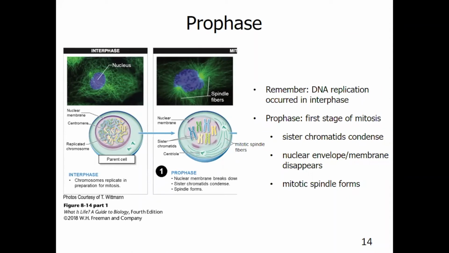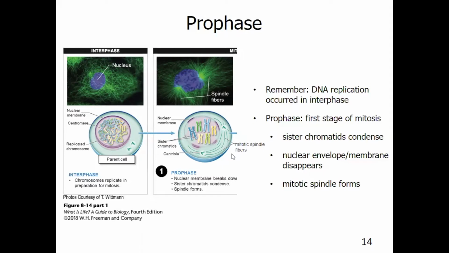Figure 814 shows you an overview of what the cell would look like in interphase as compared to prophase. So if we look at the cell in interphase, we see the nucleus here in purple has a bunch of DNA. All of these almost looking like spaghetti noodles, these are all chromosomes. An image taken from a fluorescent microscope shows a real-life cell here, and in purple is the nucleus.